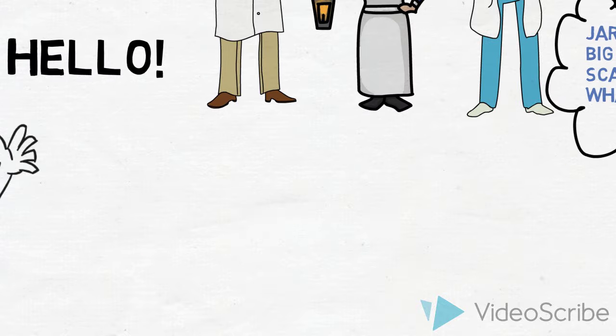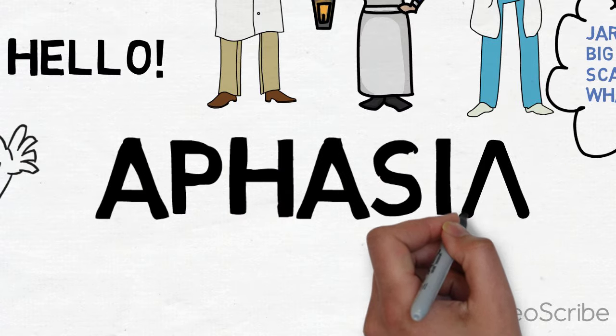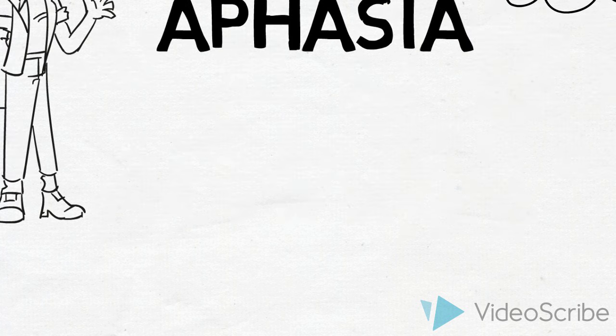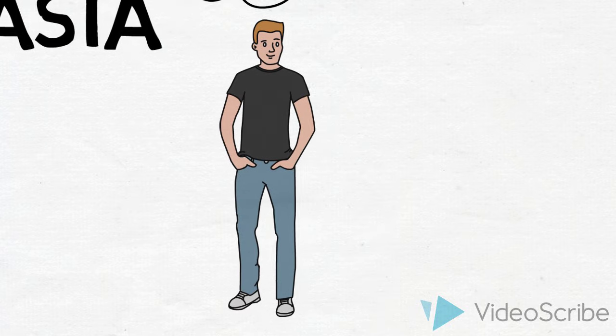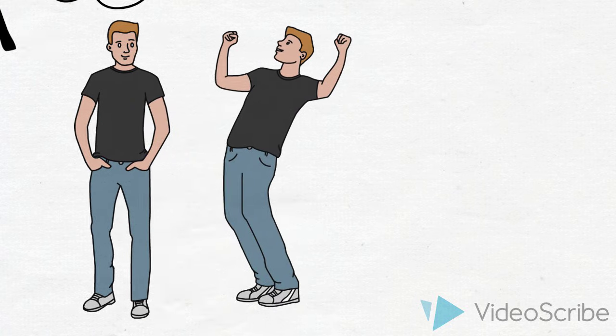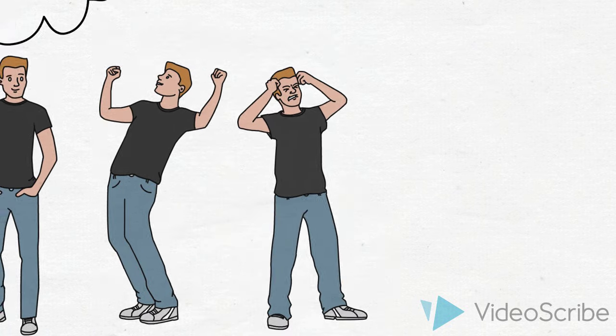Before we talk more about terminology, let's first give a brief and general overview of aphasia. Aphasia is a communication disorder marked by difficulties in speaking, listening, reading, and writing. It should be noted that aphasia does not affect intelligence. A person with aphasia is just as brilliant as they were before the damage. They just have difficulties communicating that brilliance.